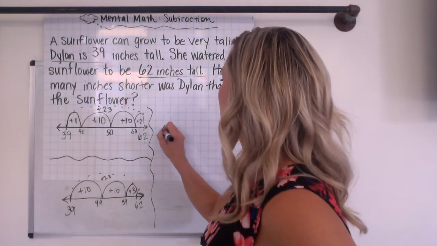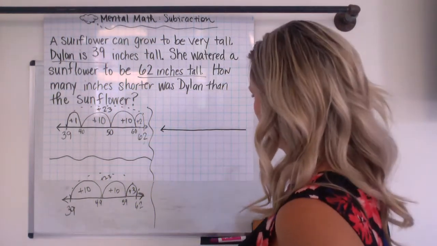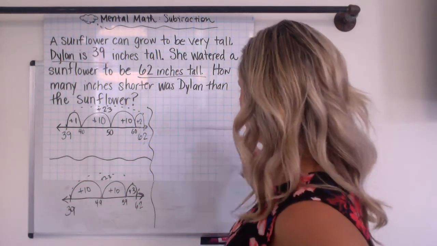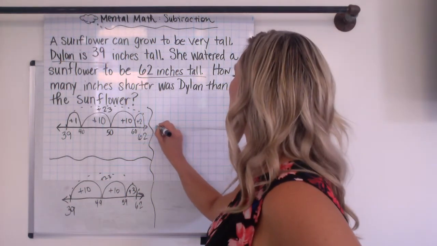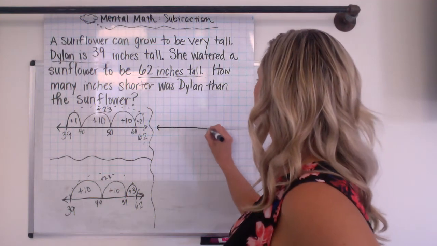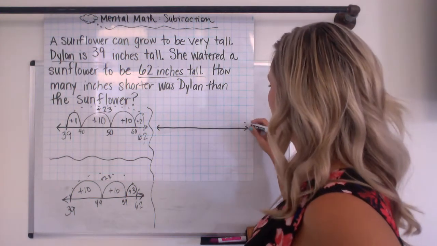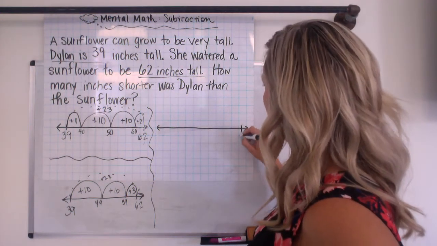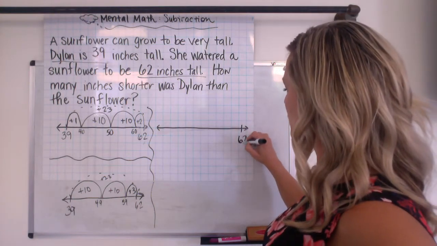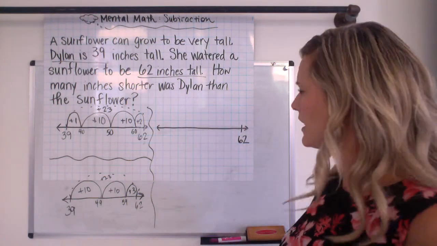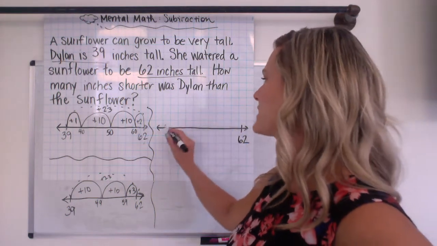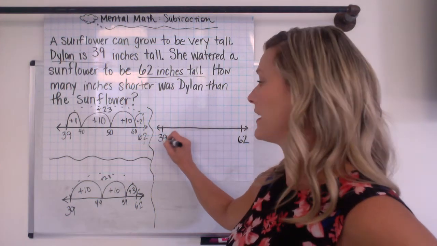If we're going to subtract on the number line, I want to actually get it on the line. Here we go. Neatness counts, people. Let's go right here. 62 inches. And we're going to try to hop back to 39 to find the difference.